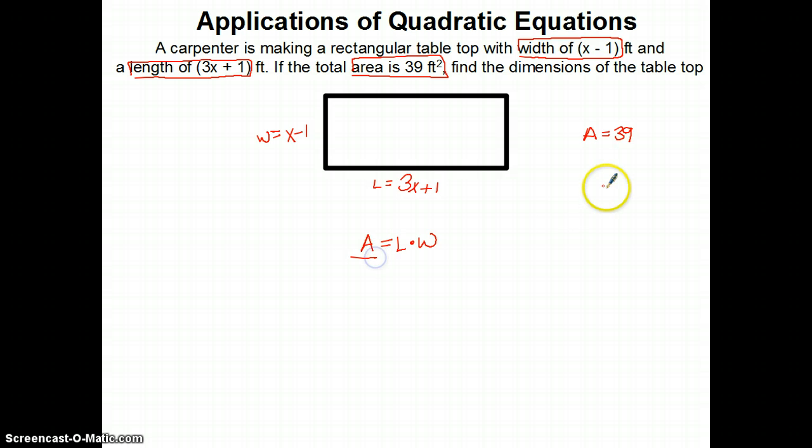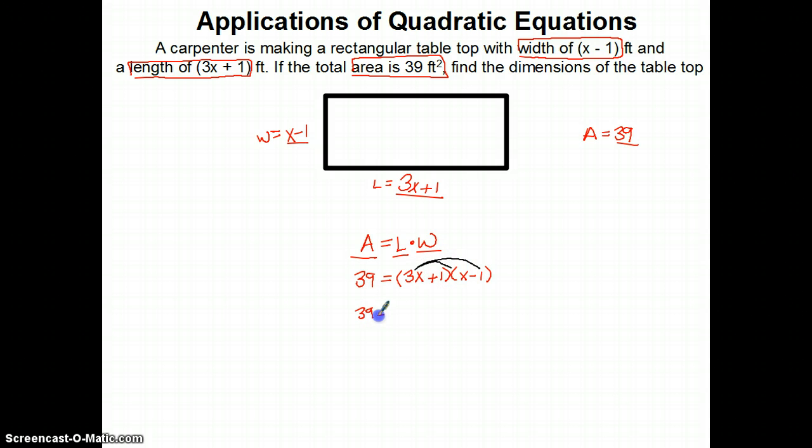For A, I'm told that A is 39, so I plug in a 39. For L, I'm told that L is 3x plus 1, so I'm going to plug that in, 3x plus 1. And for W, I'm told that W is x minus 1, so I plug in an x minus 1. From here we need to solve, but before we do so, we need to put this in the proper form. So I'm going to distribute my 3x.